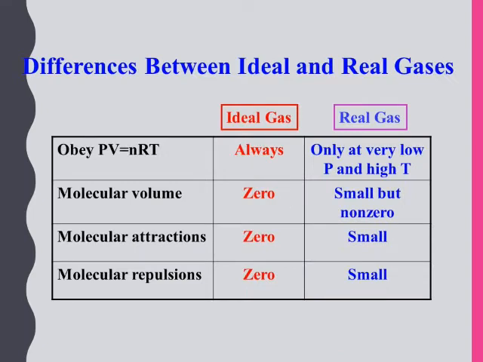What is the difference between ideal gas and real gas? Ideal gas always obeys the ideal gas law, while real gas does so only at very low pressure and very high temperature. The molecular volume of an ideal gas is always zero, but for real gas it is small but non-zero. For molecular attraction, ideal gas is always zero, and real gas is small. Molecular repulsion, ideal gas is always zero, and real gas is small.